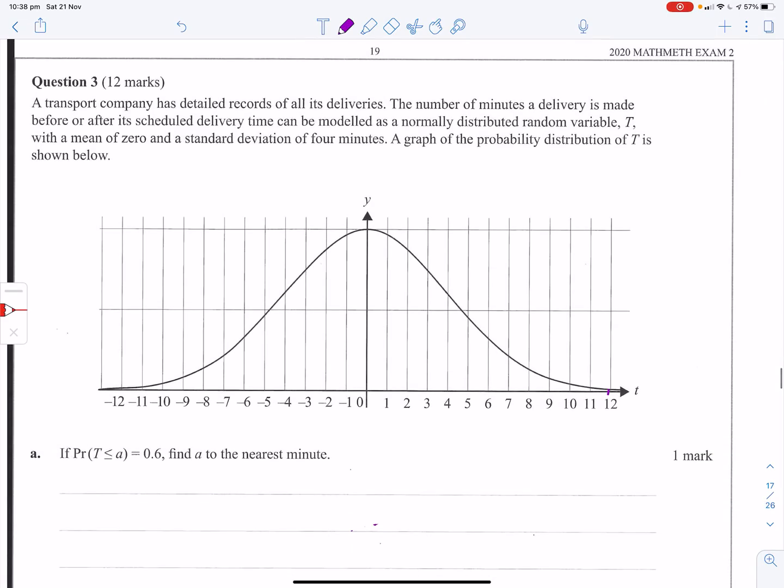Okay. A transport company has decided to record all of its deliveries. The number of minutes a delivery is made before or after the scheduled delivery time can be modelled by a normally distributed random variable T with a mean of 0 and a standard deviation of 4.